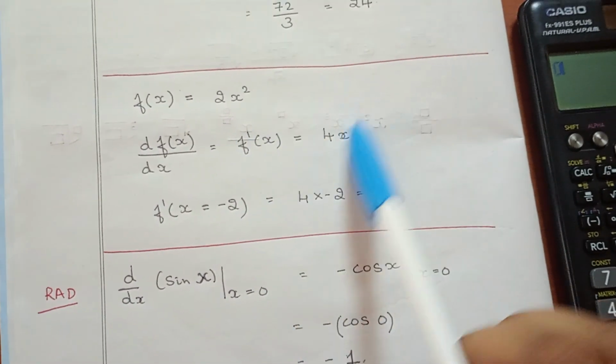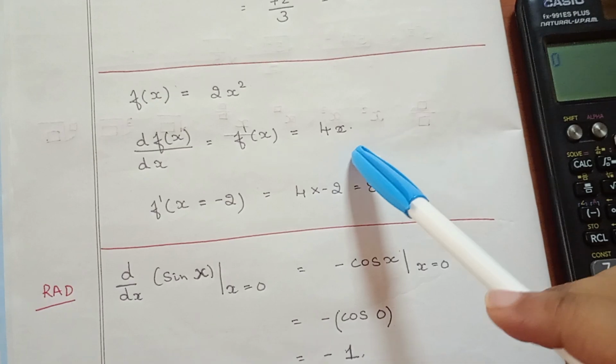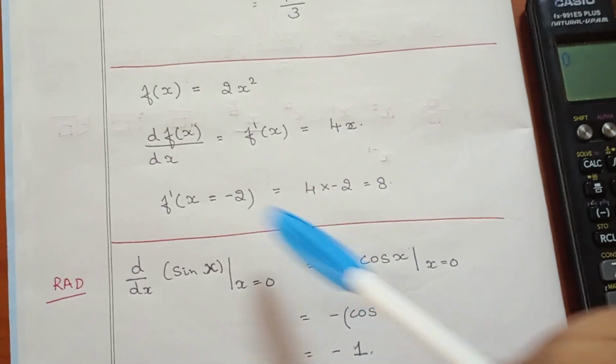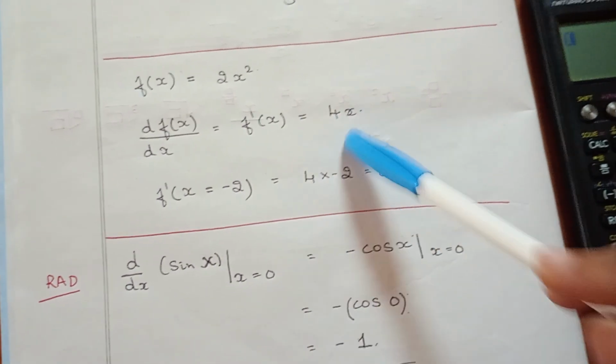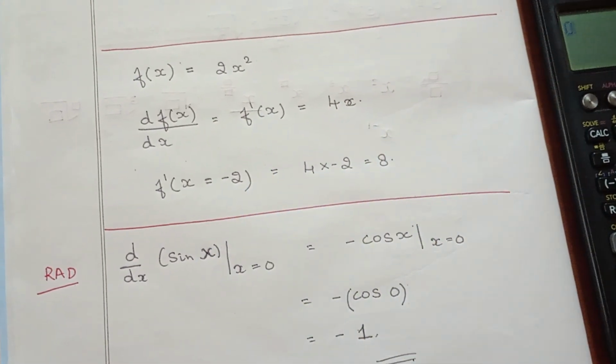Calculator will not give you this result. What is the value of 4x at some particular value of x? x is minus 2, x is plus 2, x is 0.4, x is pi. It will give you like that. Similarly, you can do it for sin x.